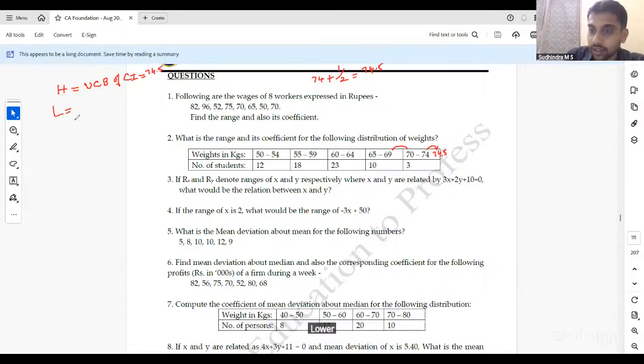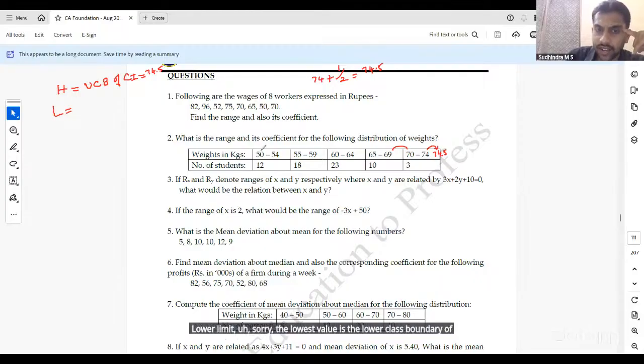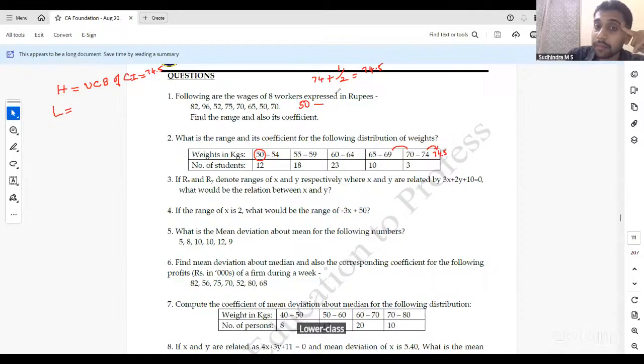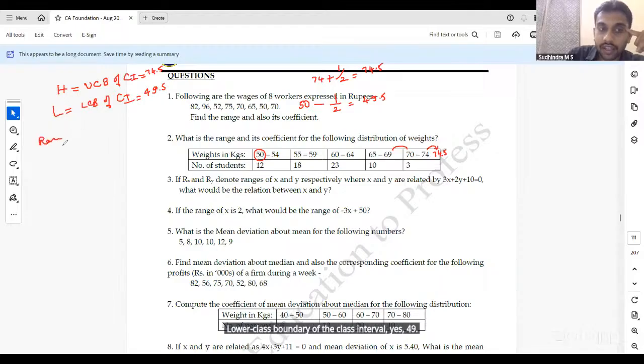The lowest value is the lower class boundary of the first class interval. Here, this is the lower class limit. Lower class boundary will be 50 minus 1 by 2, 49.5. Lower class boundary of the class interval. Yes, 49.5. So, range is highest minus lowest, 74.5 minus 49.5.